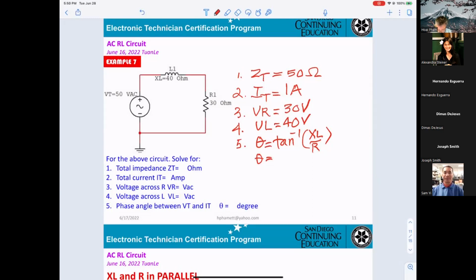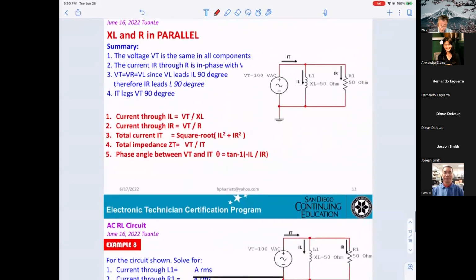Okay, I get 40, 30. Okay, yeah, just a minute. Okay, and then 53.1. That's correct. That is correct. Correct. Got it too. Get it? Yes, sir. Now we go to the next one.